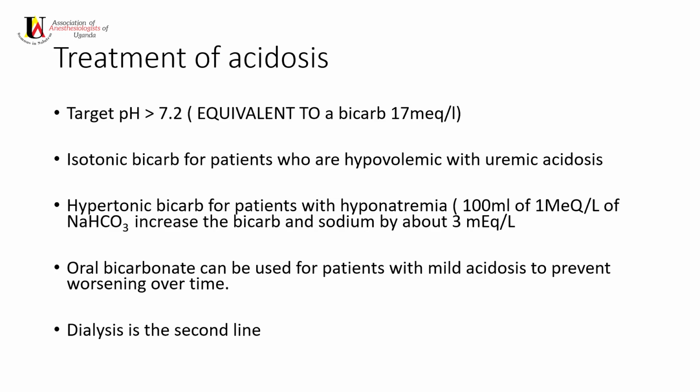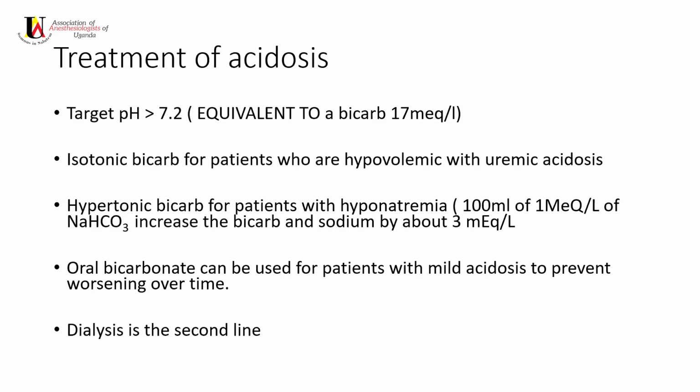In our setting, isotonic bicarb comes in about 2 preparations: ampoules of 10 mils and ampoules of 25 mils. In other settings, they have ampoules of 15 mils. So the goal is to put about 150 mils of hypertonic bicarb in a liter of D5 to make isotonic bicarb. Some studies have used isotonic bicarb to enable patients to survive being dialyzed.